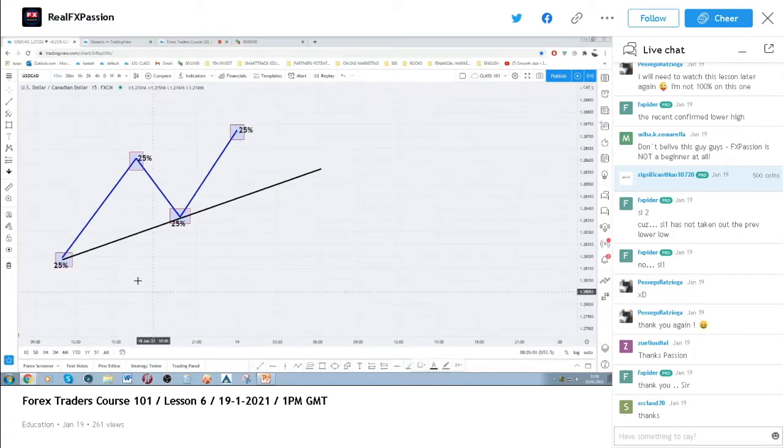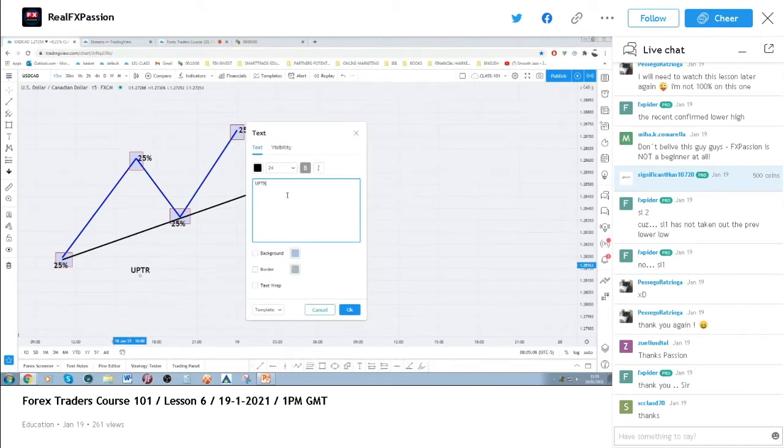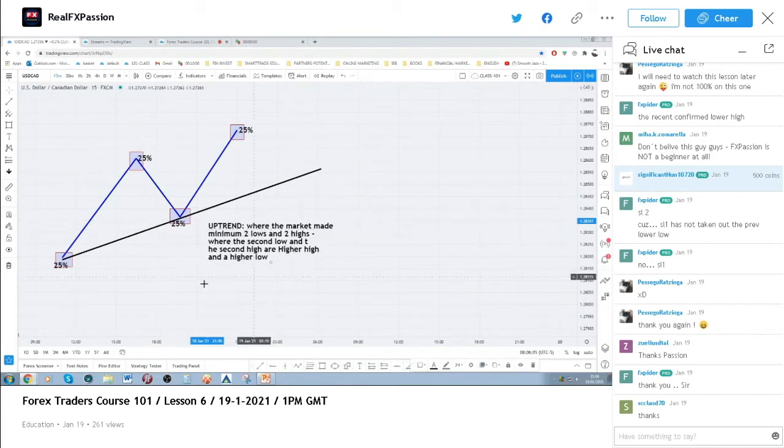Okay, so what makes a trend from the previous lessons? What is an uptrend, right? So one more time, uptrend. What is the definition of the uptrend? You have an uptrend where the market made two lows and two highs, where the second low and the second high are higher, a higher low, and like this, and like this, and like this.